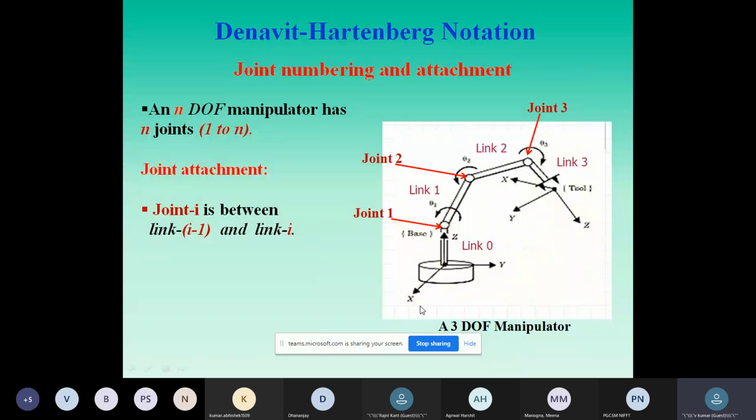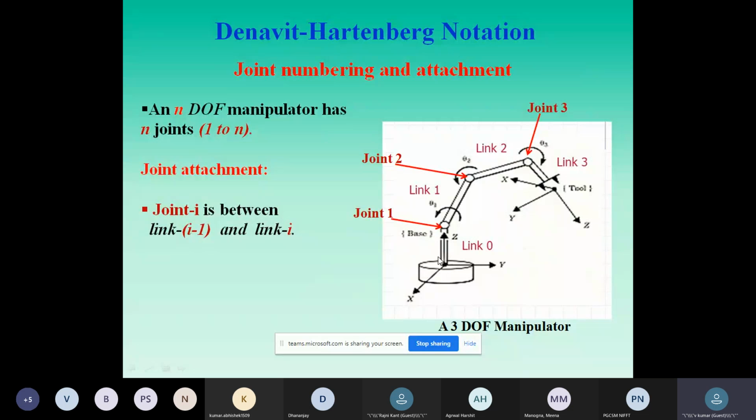Then we number the links. A manipulator with N joints has N plus 1 links. One extra link. That extra will be the base. That part cannot move. This part, the base part, is link 0. Here you see link 0. Link 0 is static, so we consider it as link 0. Link numbering starts from 0 to N, and link 0 is a static link. The first moving part is link 1, then link 2, then link 3.